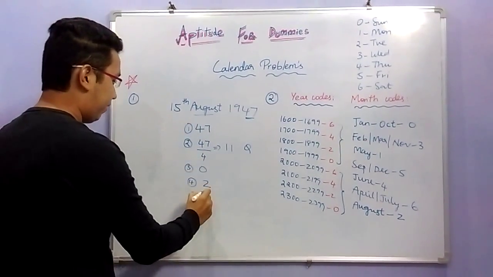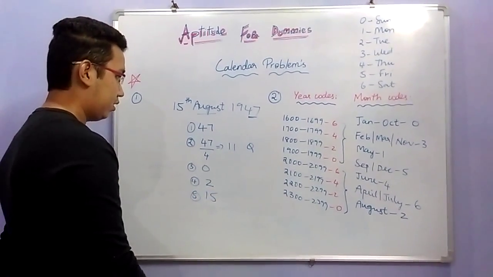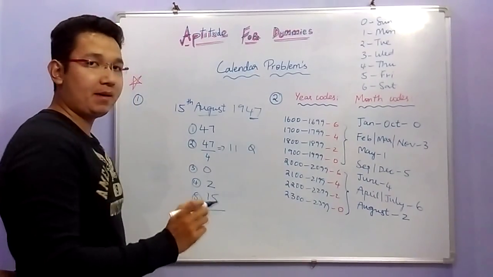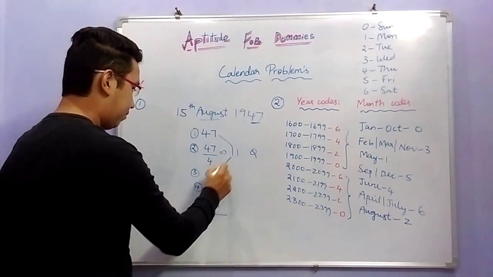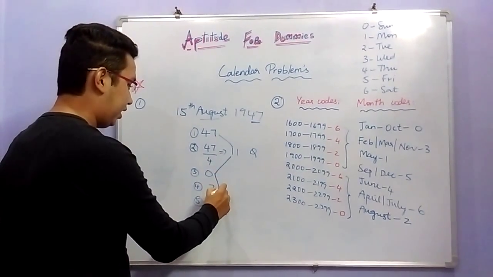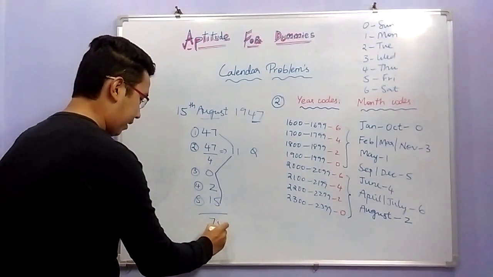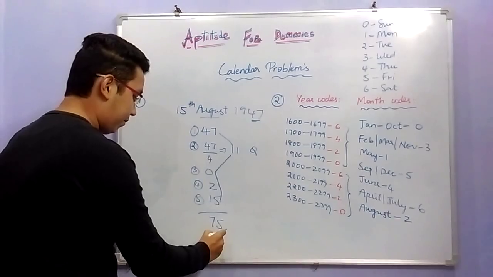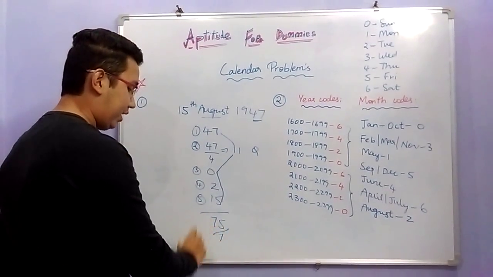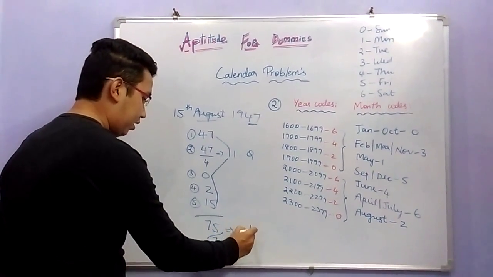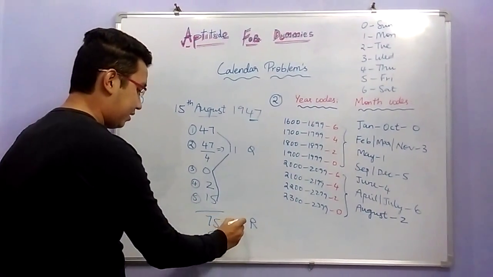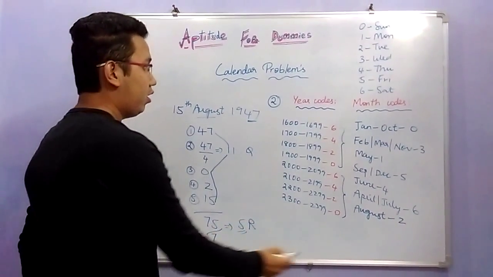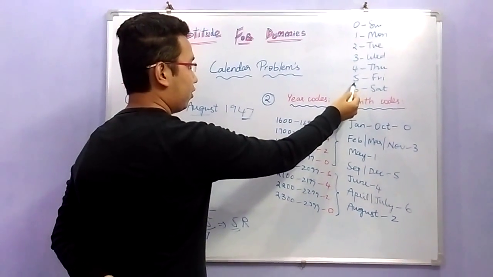add the date 15. Now we have to add all these 5 parameters, which is 47 plus 11, 58, plus 0, 58, 60, then 75. Now 75 divided by 7 because we have 7 days in a week and we are interested in the remainder. So the remainder will be 5. If we get a remainder of 5, then it was on Friday.